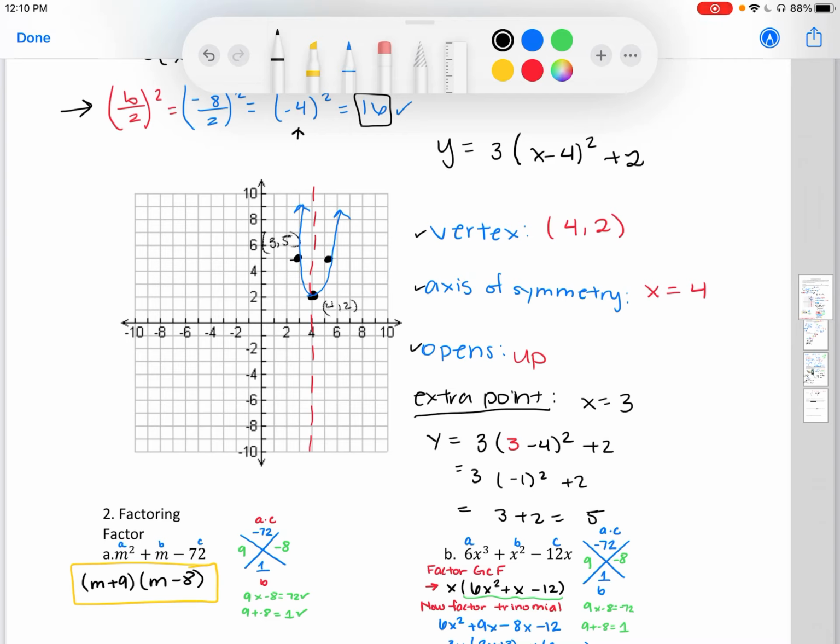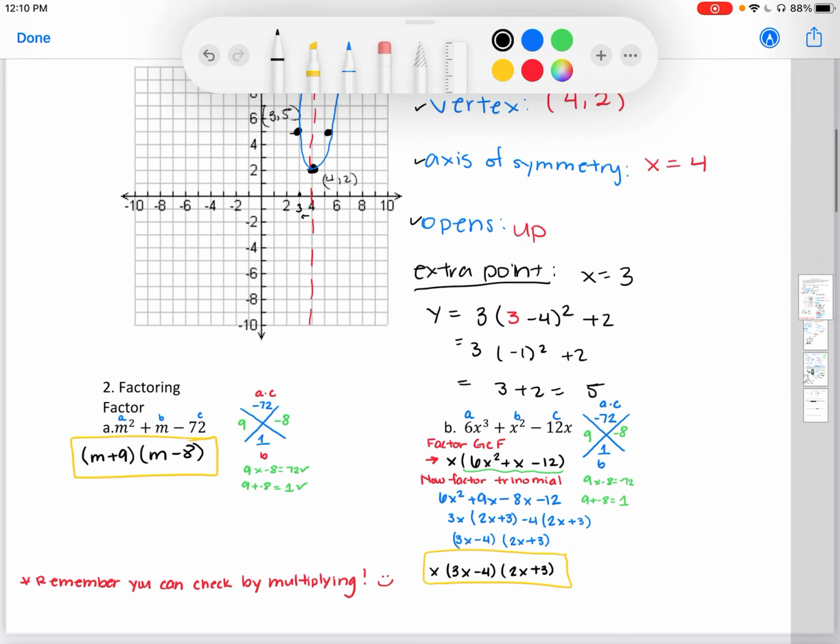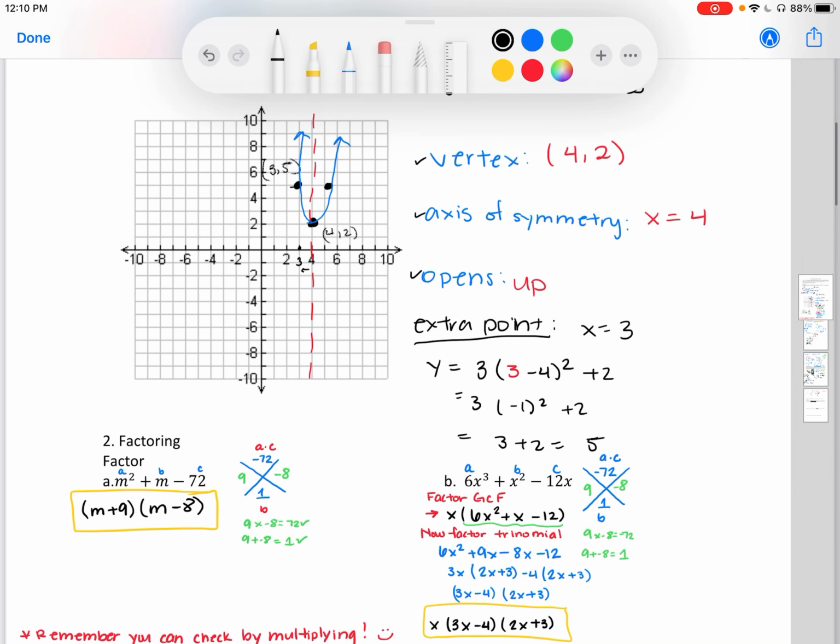To graph it, you're going to need more points. So as an extra point, let's plot the point that's 1 away from the vertex. Let's plot the point 3. Once we plug in 3, we get the answer of 5. And because it's symmetric, that point also tells us the point on the other side, that's also 1 away.